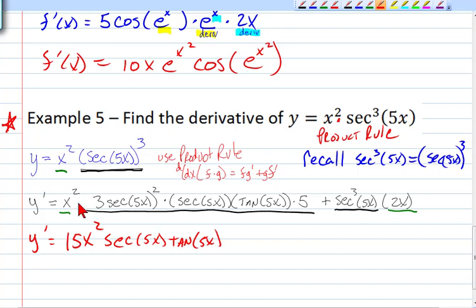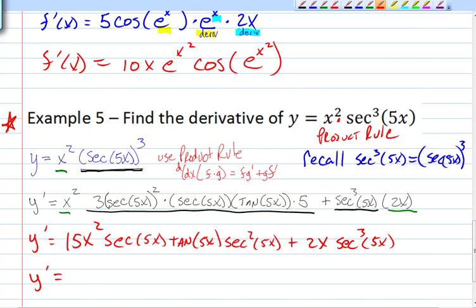There's a problem with my parentheses. It needs to go right here. 3 and then it's secant, because I'm not squaring that 3. See the problem? Okay, so it's 15x squared, secant 5x, tangent 5x, secant squared 5x, plus secant cubed, well, let's do 2x first. 2x times secant cubed 5x.